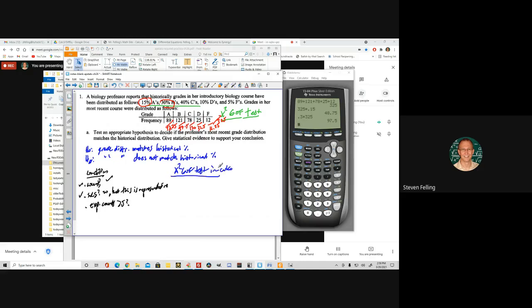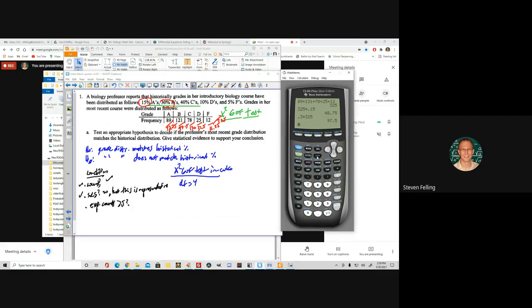Okay, and there's really only one thing we have to specify: degrees of freedom. Since we have 1, 2, 3, 4, 5 categories, we're going to have a degrees of freedom of 4 because it's number of categories minus 1.